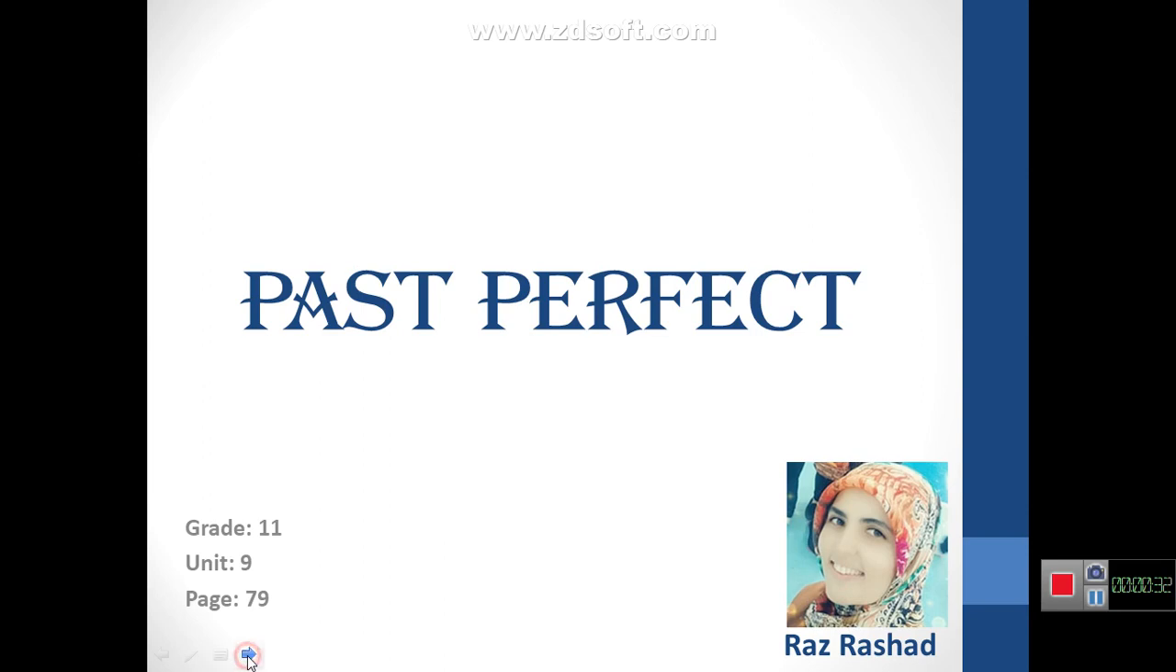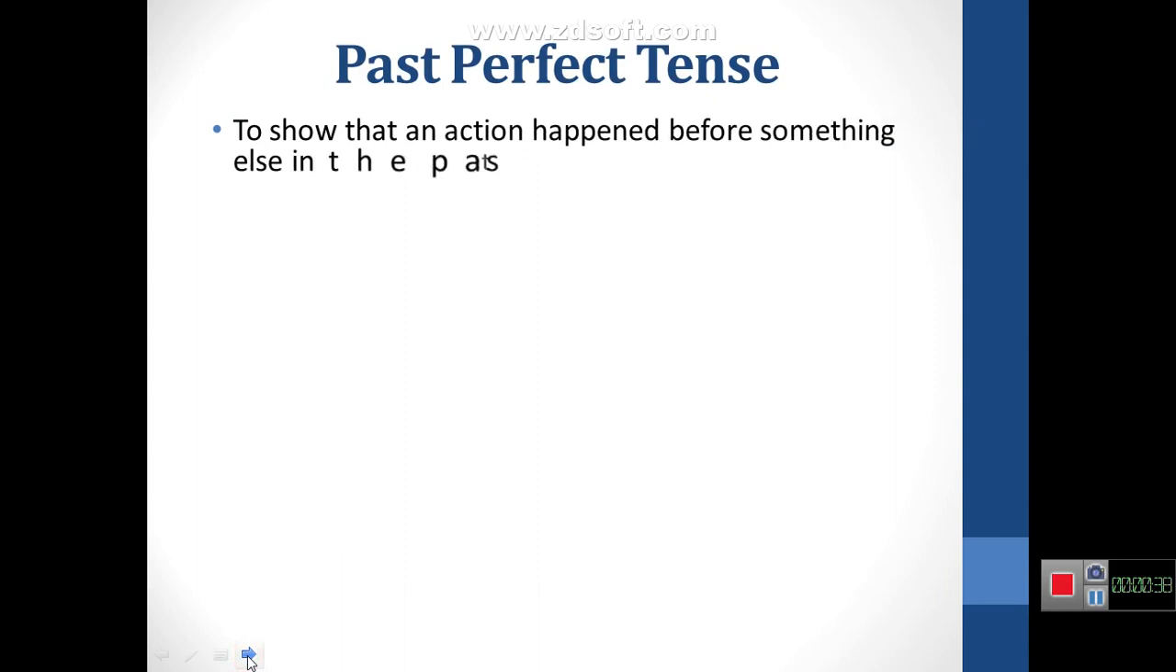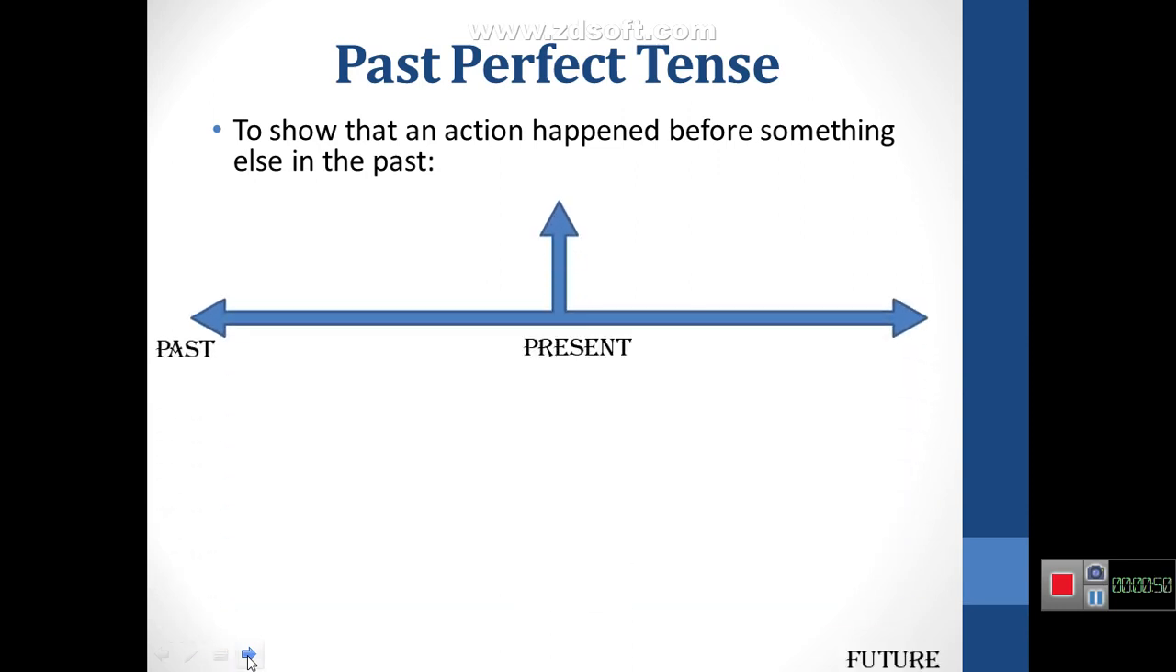Guys, past perfect is a tense we use to show that an action happened before something else in the past. What do I mean by this? Look at this. I have past, right? Here is present, this one is future.